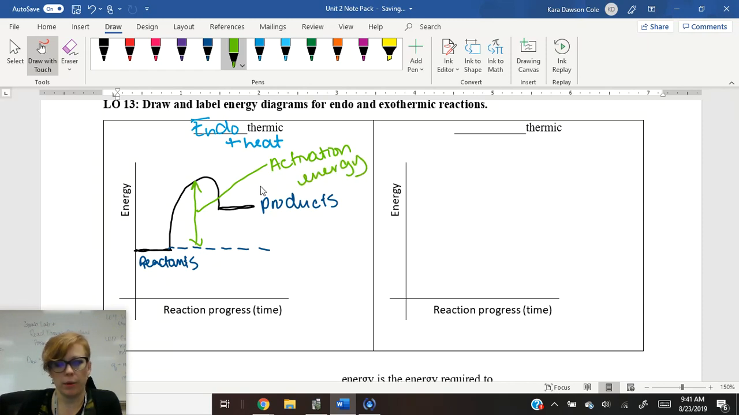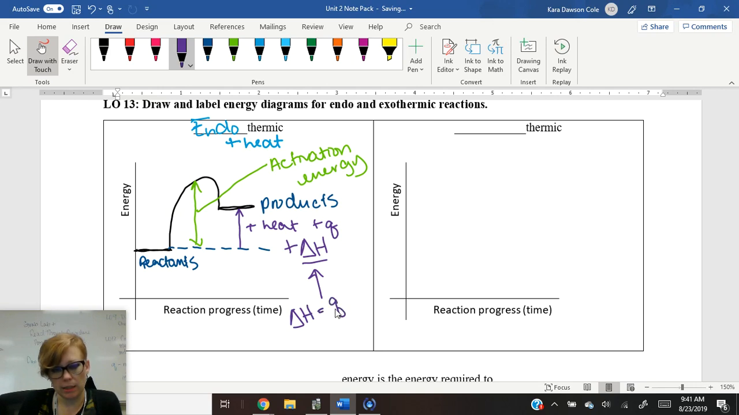This is the energy that we have to use to break the bonds in the reactants. Anytime you have bond breaking, it is always an endothermic process. And then we have this area here. From here to here, this is my added heat, my added Q, which means that I have a positive delta H. Delta H, like I said before, is equal to the heat energy divided by the number of moles.